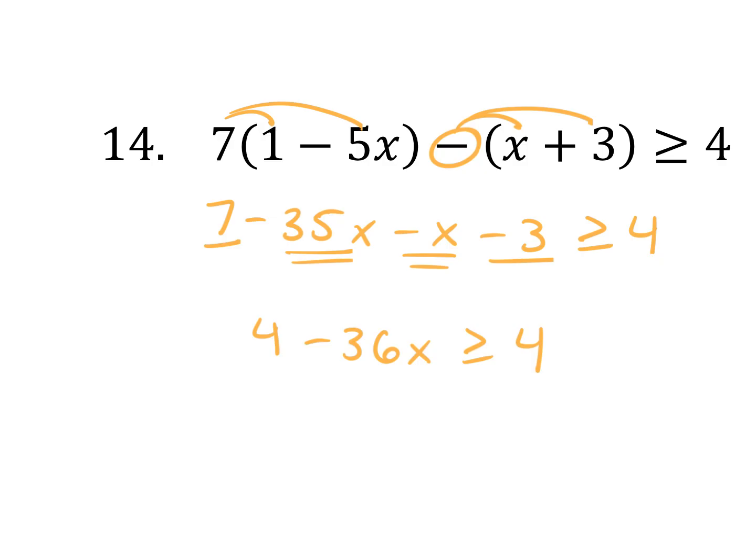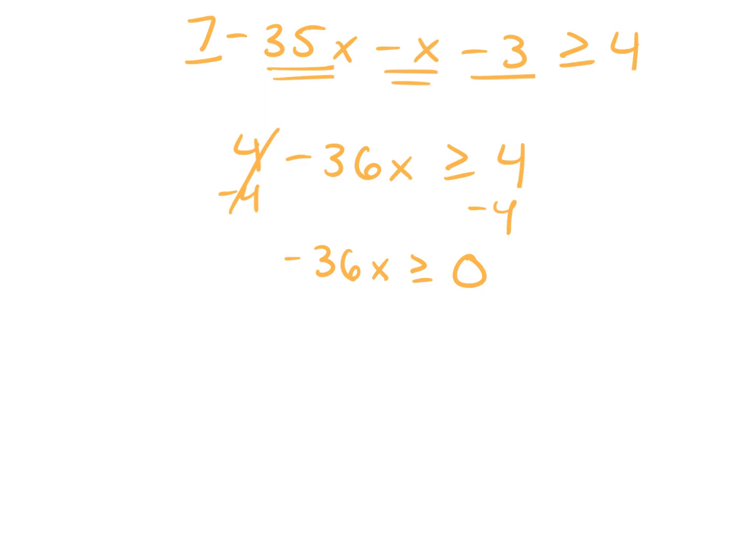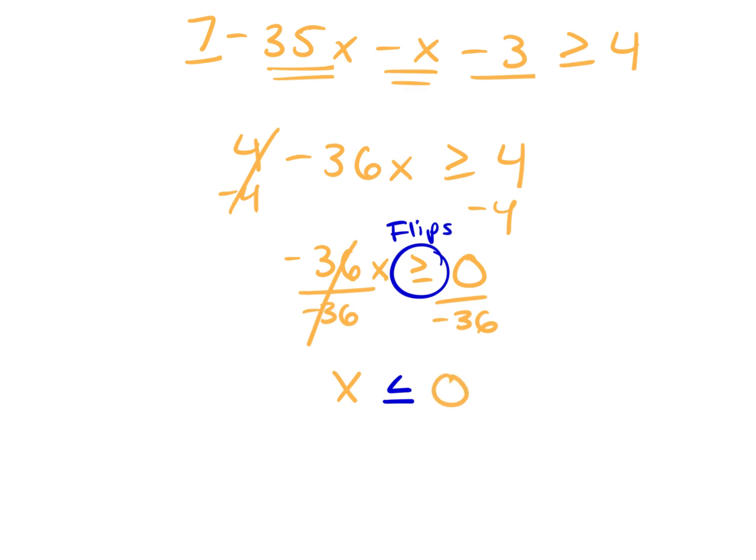What should we do next? Subtract the 4. So negative 36x is greater than or equal to 0. What's next? Divide by negative 36. What do we have to remember to do if we divide by a negative? Flip the inequality. So it becomes less than or equal to now. What's 0 divided by negative 36? 0. So x is less than or equal to 0.